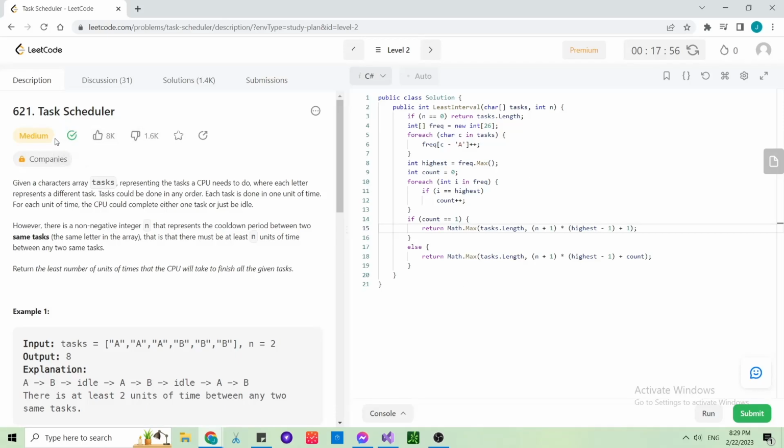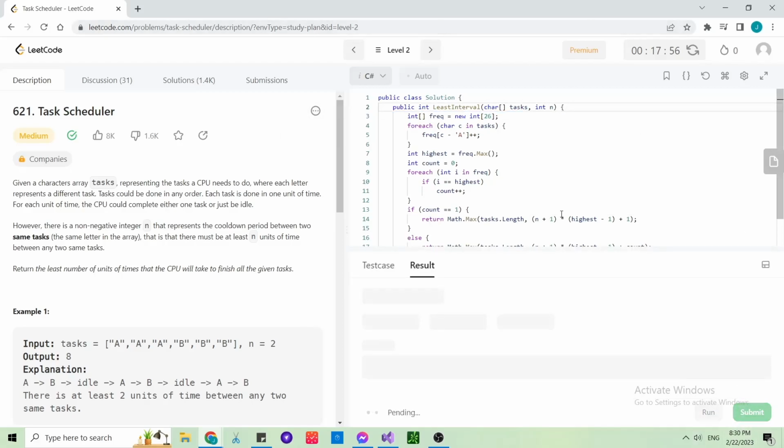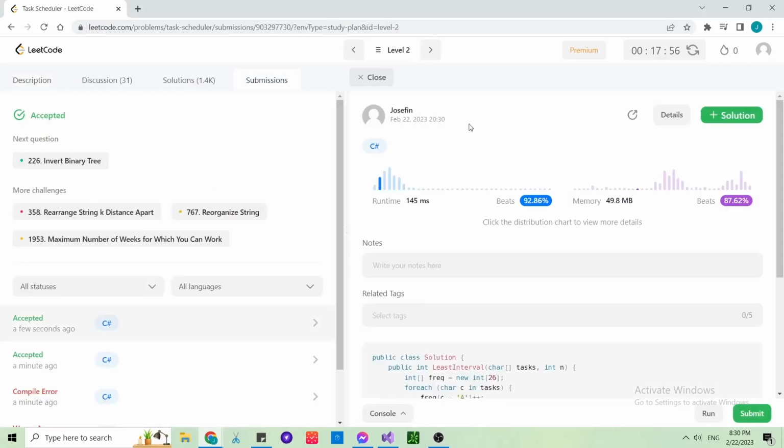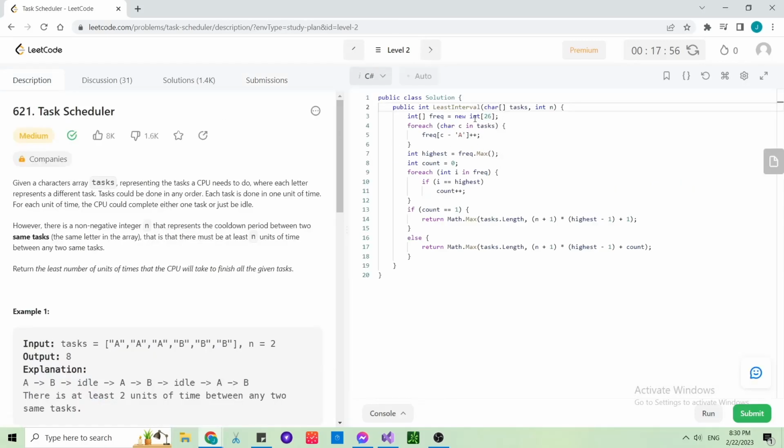Exciting. Now let's see if we can optimize. Since we are already using Math.max with tasks length, we actually no longer need the first line for when n is equal to 0, because that's already accounted for. Yes. Oh, that is really good runtime and memory usage. So pretty happy about that. Okay, that's good.